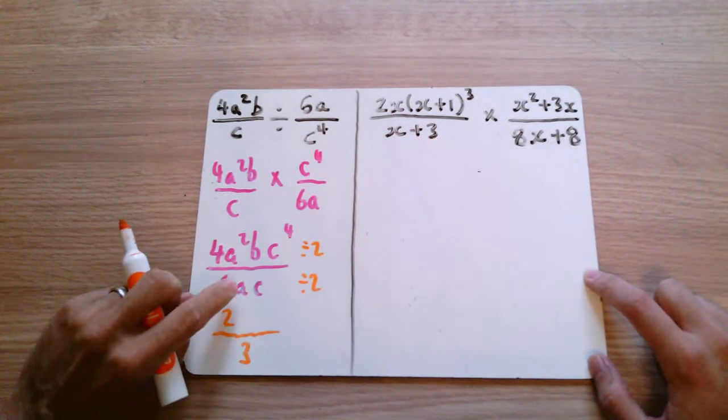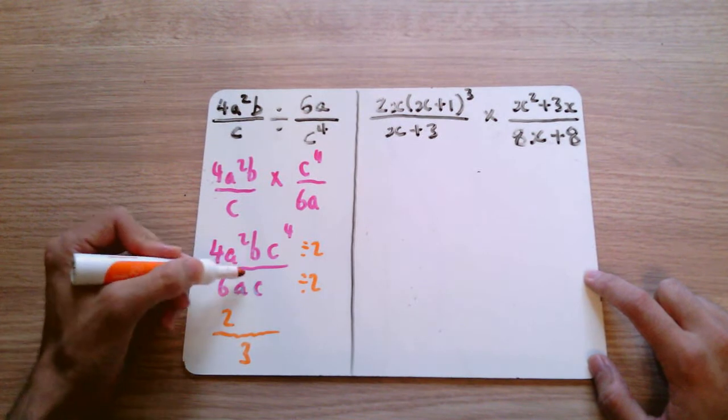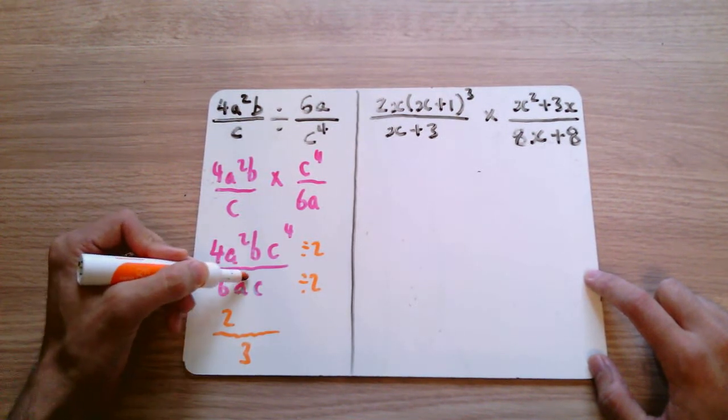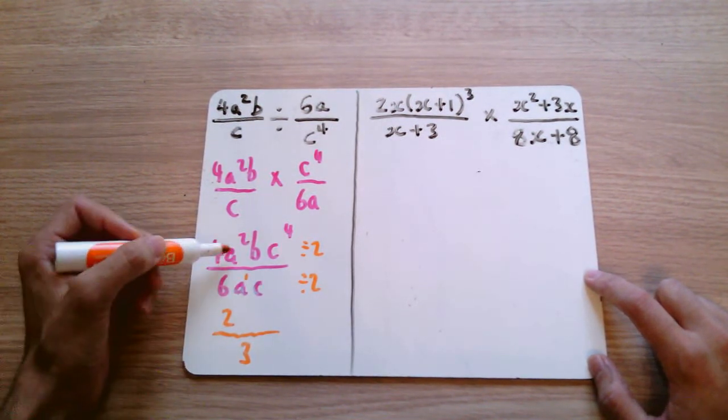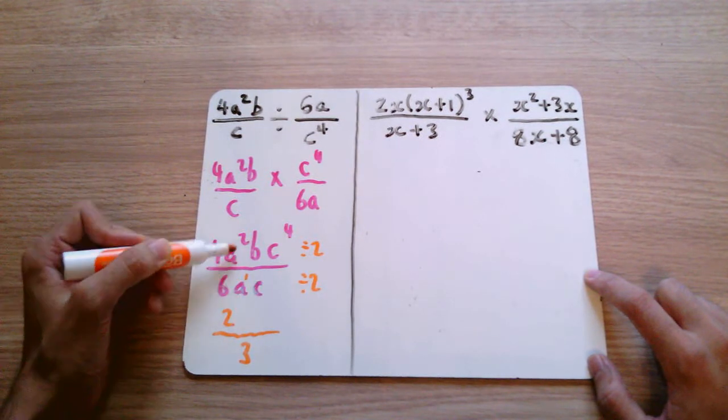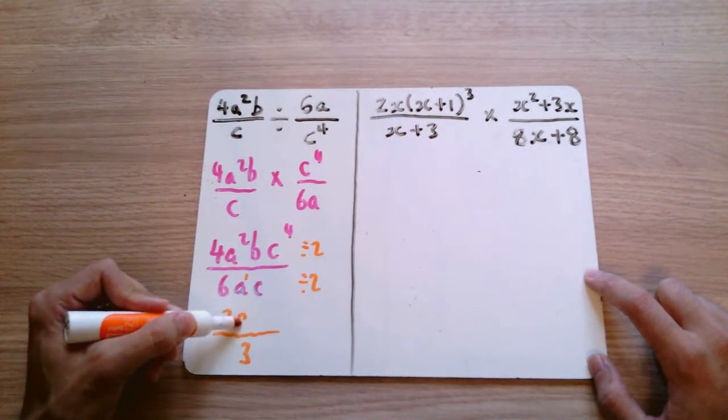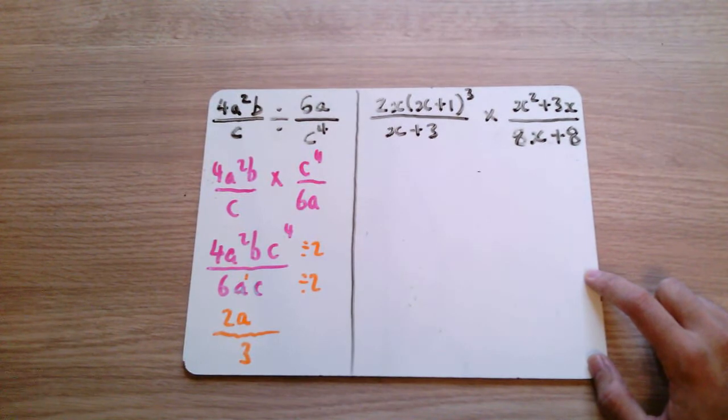A squared divided by a is the same as a times a on the top and a on the bottom. If we think of our rules of indices, a squared divided by a to the 1 is 2 minus 1, leaving us with just a on the numerator.